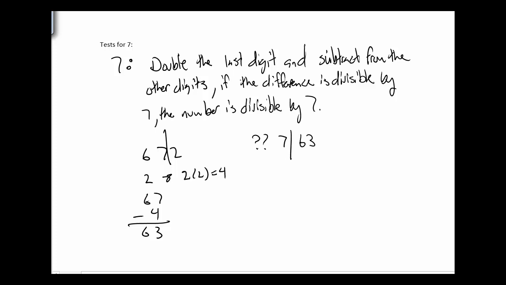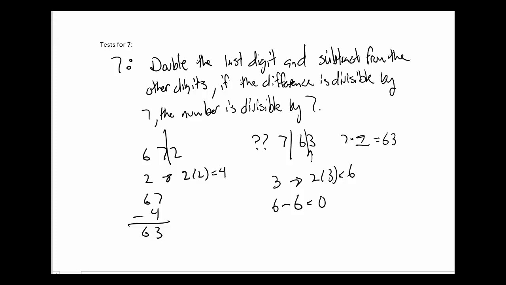Okay, and the answer is yes, it does. 7 times 9 is 63. So therefore, 7 goes into it. But notice what we can still do, in case we couldn't think of 7 times 9. I can still take that last digit, so I can break that up: 6 and 3. Double the 3 and get 6. Then 6 minus the 6, I get 0, and that works.